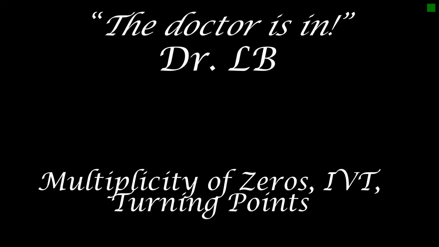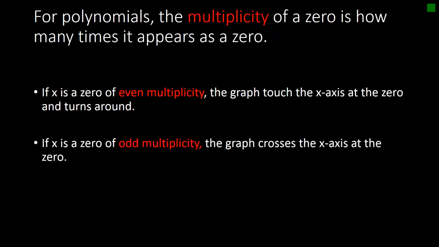Today, we look at multiplicity of zeros, the intermediate value theorem, and turning points. So, for polynomials, the multiplicity of a zero is how many times it appears as a zero. Now, this is going to give us some information about the graph of a polynomial function.